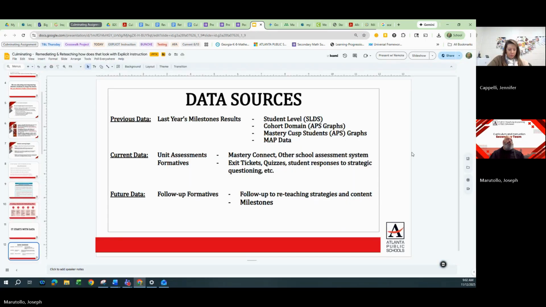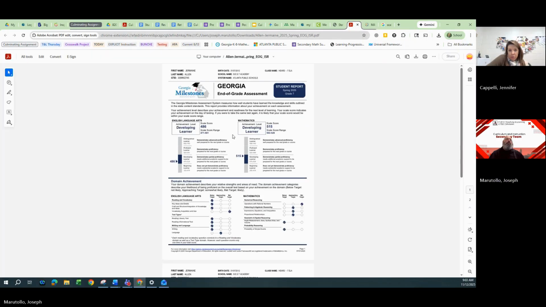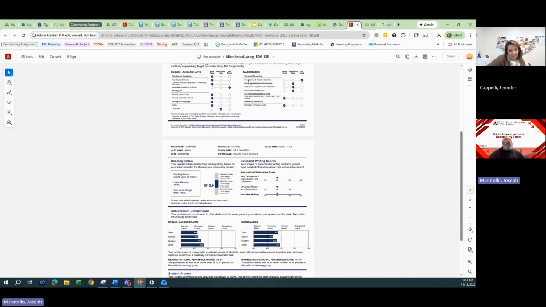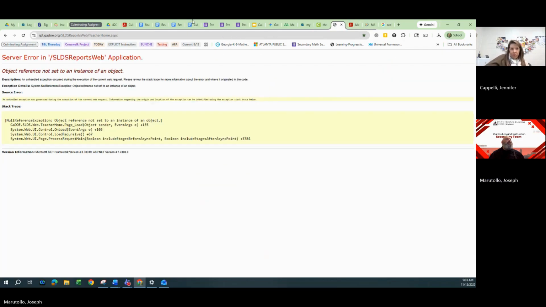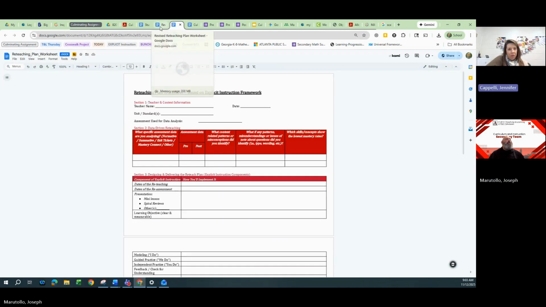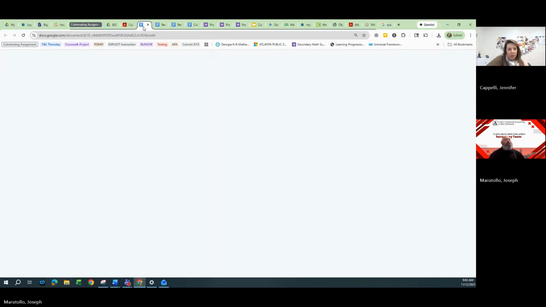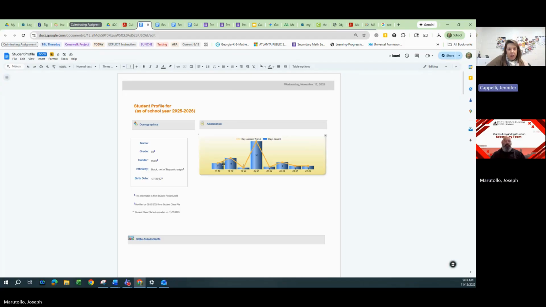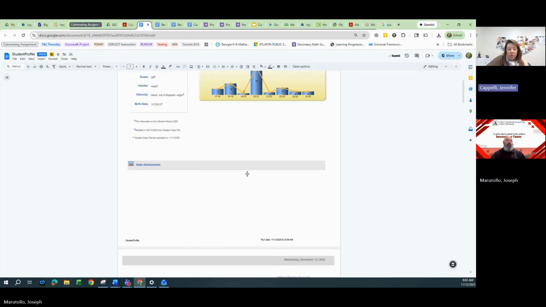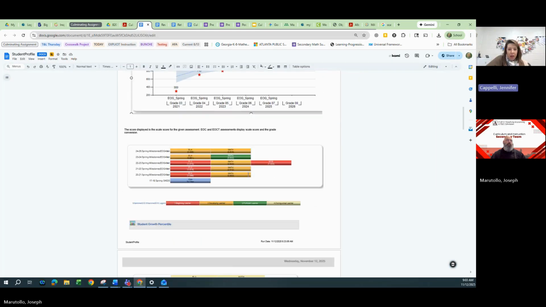To what degree do teachers use the SLDS files and student data? Oh, I forgot to take that out. I want to use that. I would say SLDS is probably not used super holistically unless it's a special ed student. Our teachers really use the data profile on APS Graphs, the individual data profile.